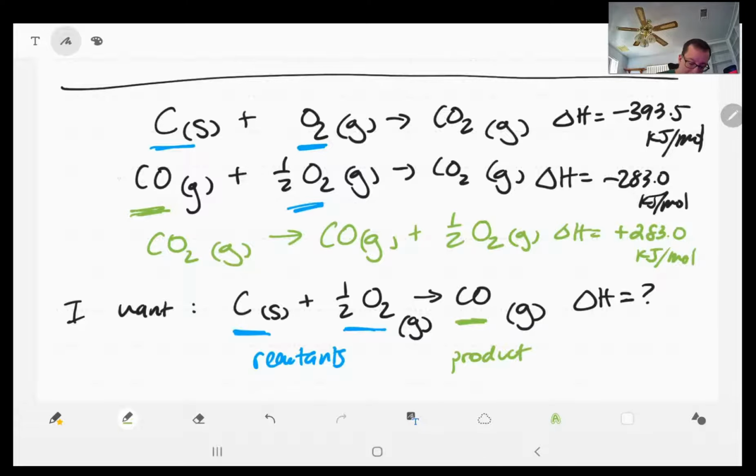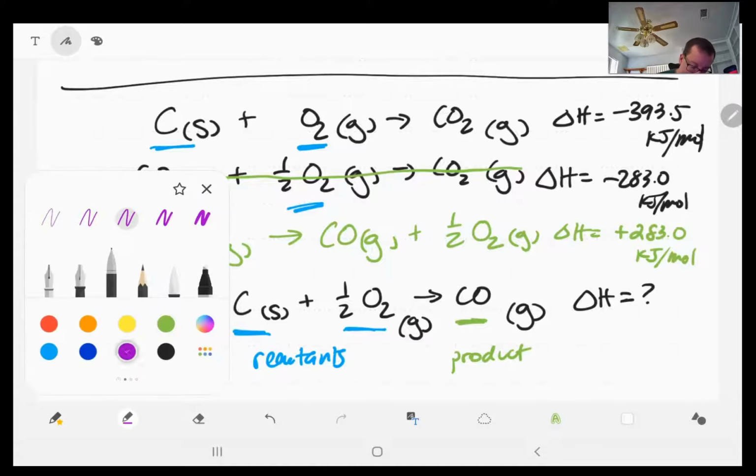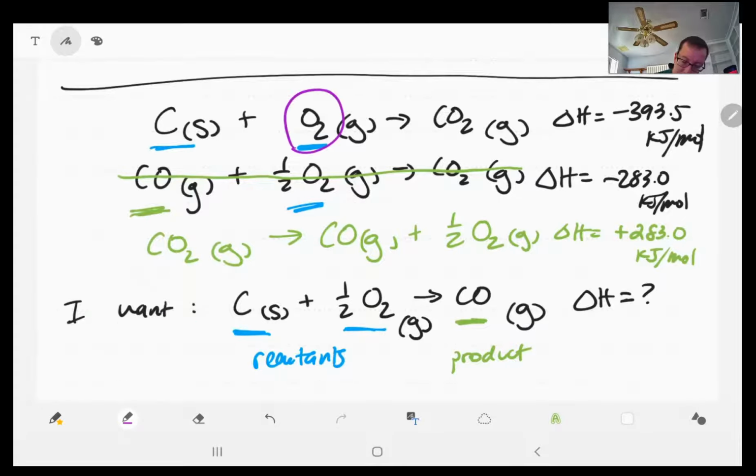So we're not going to use this one anymore. Let's see if we're all good with this one. Do we have carbon as a reactant? We do. Let's worry about oxygen in a second. Do we have carbon monoxide as a product? We do. So that's the good part. Oxygen here we have both as a reactant and a product. If we look at our oxygens, we have 1 oxygen and a 1/2 oxygen. What we want is 1/2 oxygen.